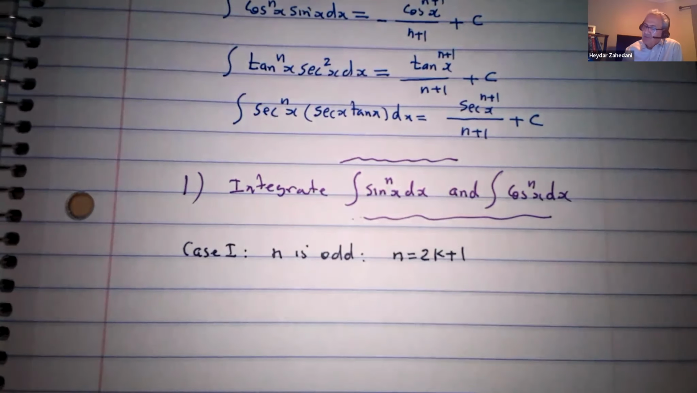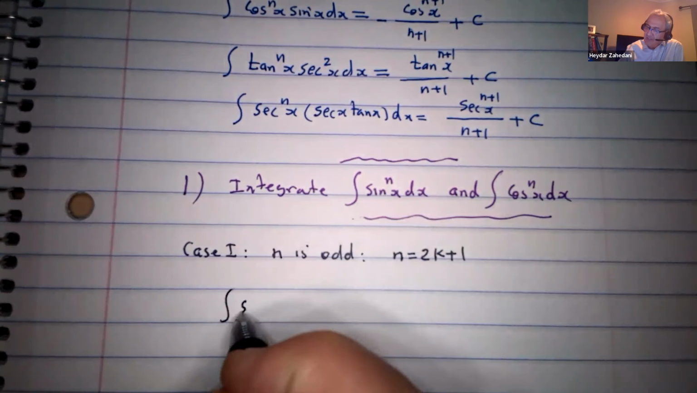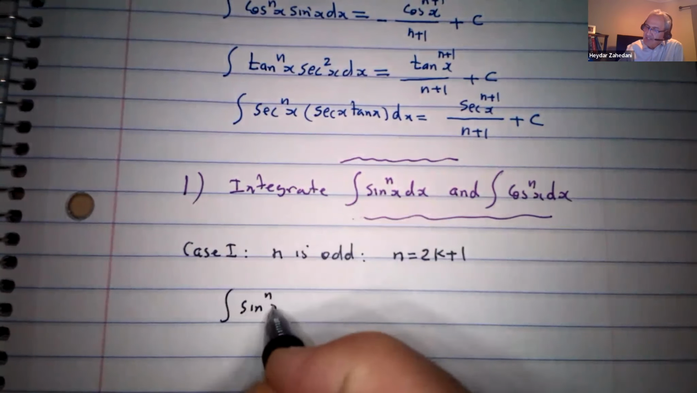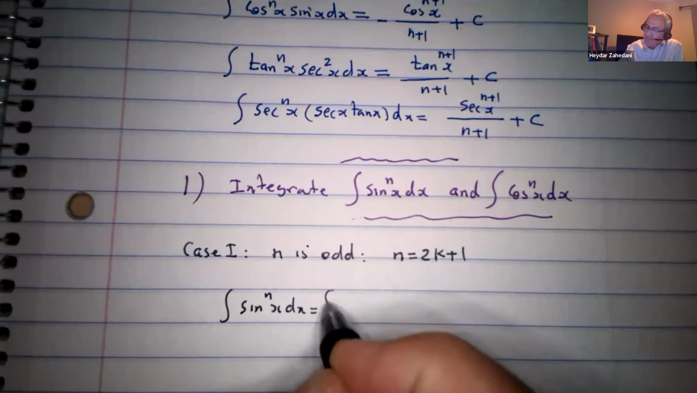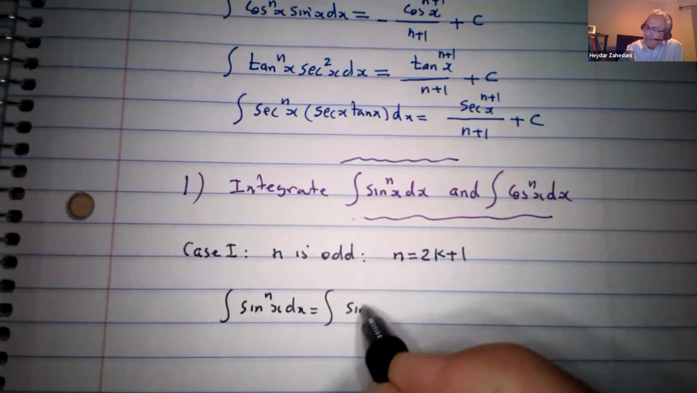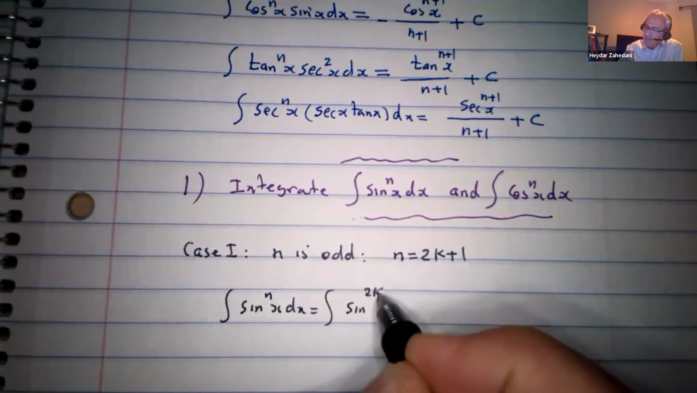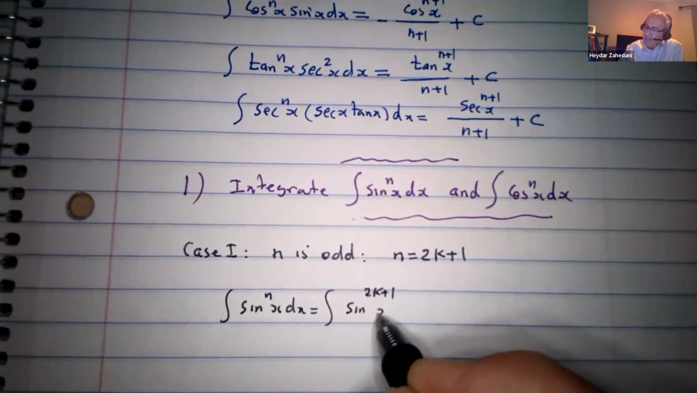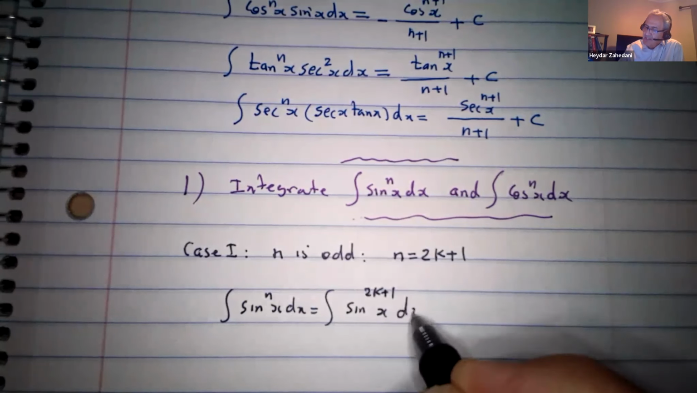So this is the way we're going to do it. You see, this is the sine. If it's going to be the sine, you need the cosine. If this is the cosine, you need the sine. So if the power is going to be odd, this is going to be the integral of sine to the 2k plus 1 of x dx.